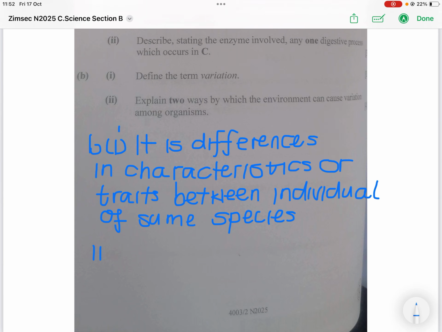And then on part 2, explain two ways by which the environment can cause variation among organisms, right? So the ways in which the environment can cause variation among organisms: we have diet or nutrition, right? This one affects body size, weight, and health. So the diet affects the body size.